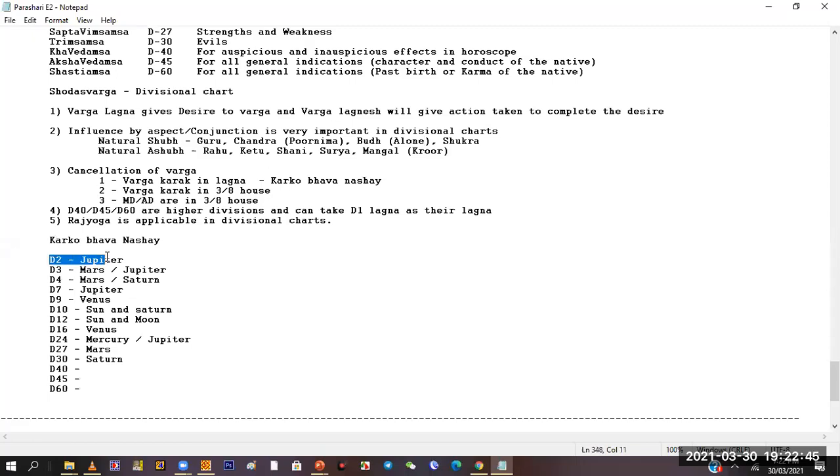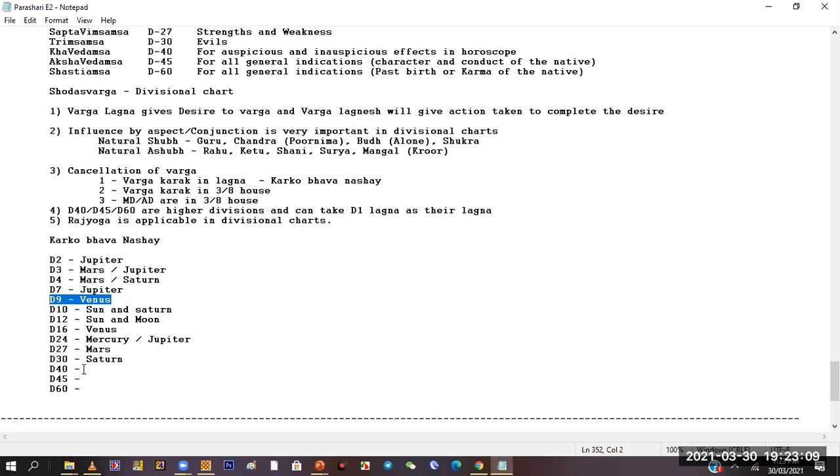For D2, the Karaka is Jupiter. For D3, Mars and Jupiter both are the Karaka of D3, that is Drekkana. Then D4, it is Mars and Saturn. D7, it is Jupiter. D9, it is Venus, because Venus governs the marriage. D10, Sun and Saturn. D12, Sun and Moon. D16, Venus. D24, Mercury and Jupiter. D27, Mars. And D30, Saturn.